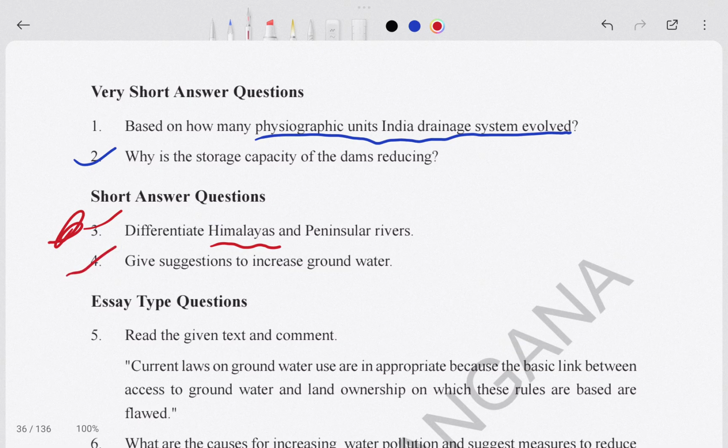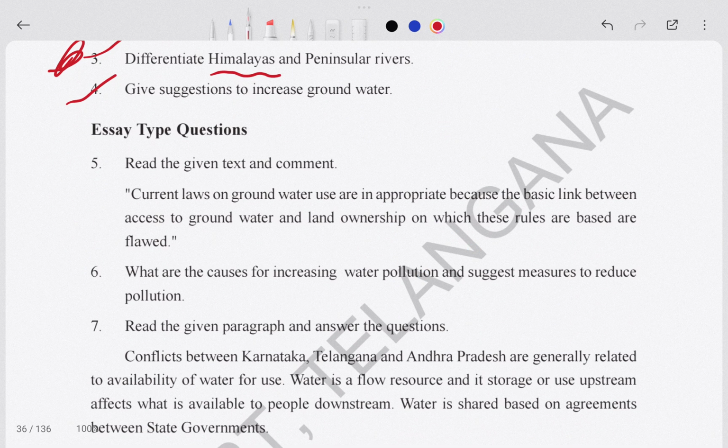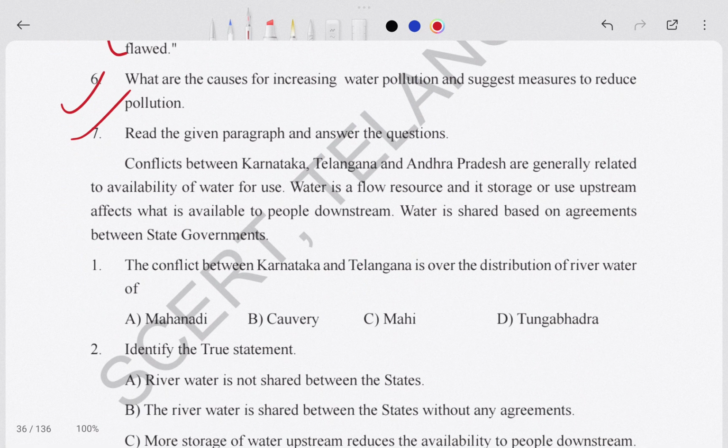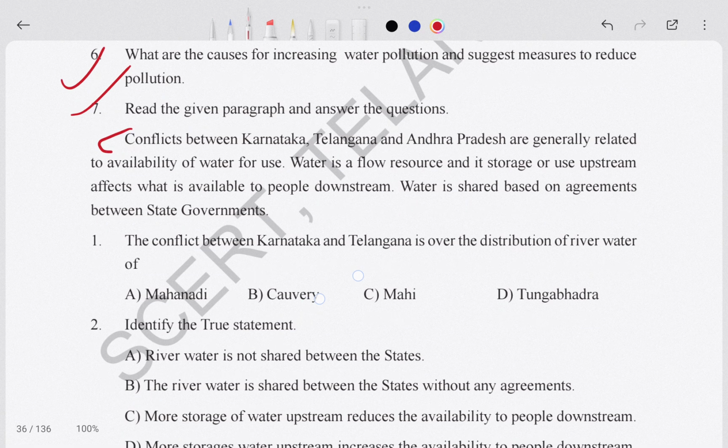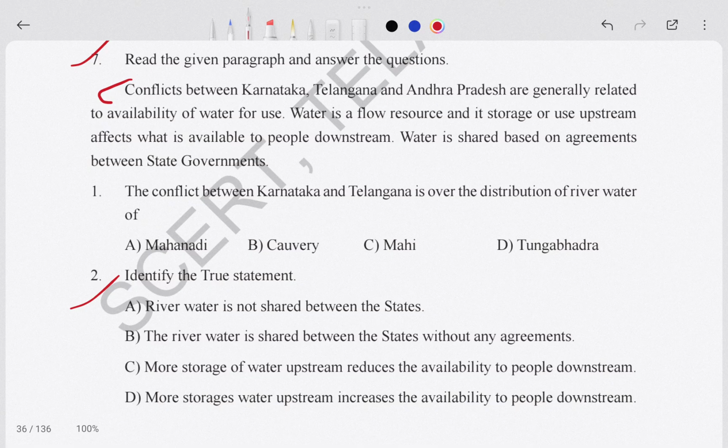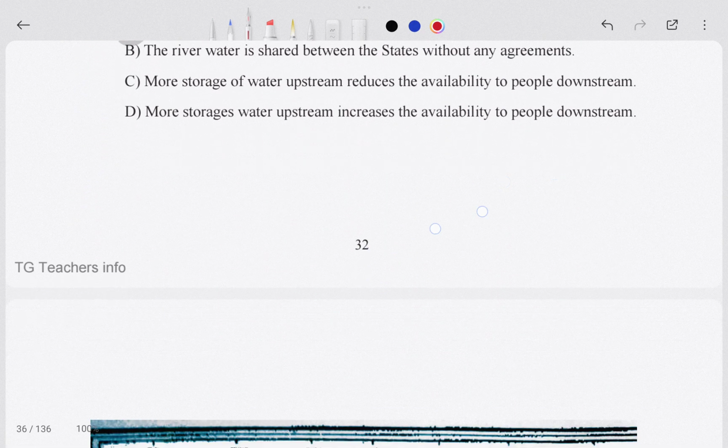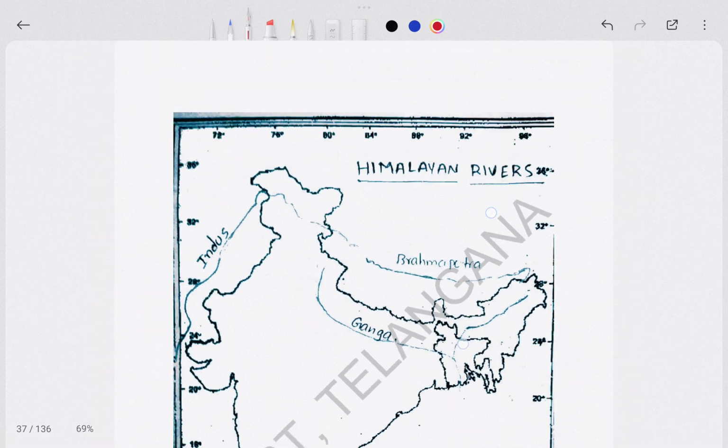It can ask you for a suggestion, or it can ask you to give ideas on what you think about that particular topic. Then read the given text and comment on it. You have to read this text and give the answers to the sixth and seventh questions. This is very simple, and definitely it will come in your examination. The seventh one is exactly the same. You have to read this paragraph and give the answers to the first and second ones. Then this is a graph.